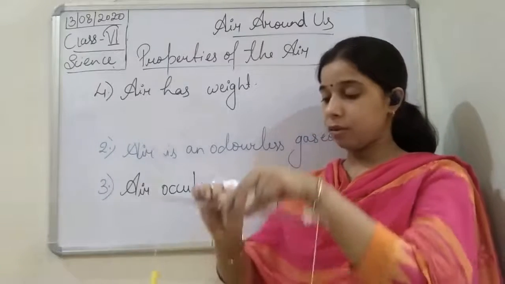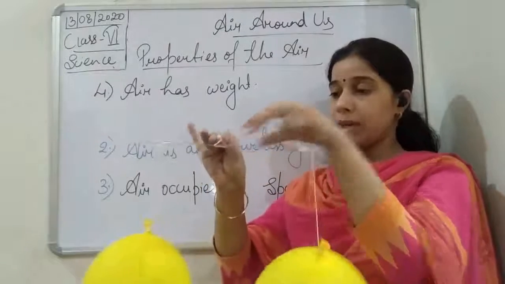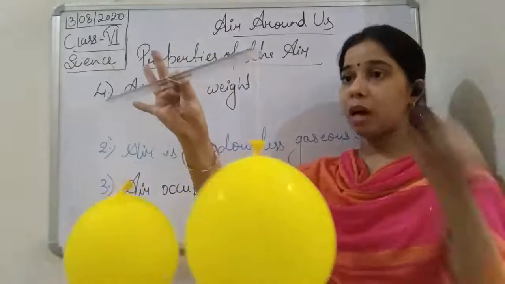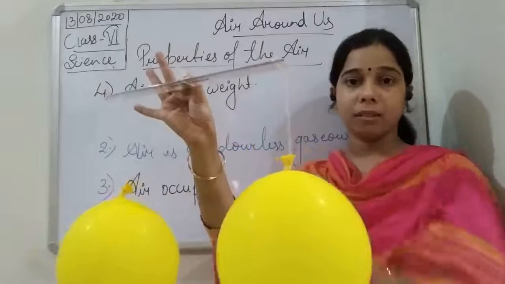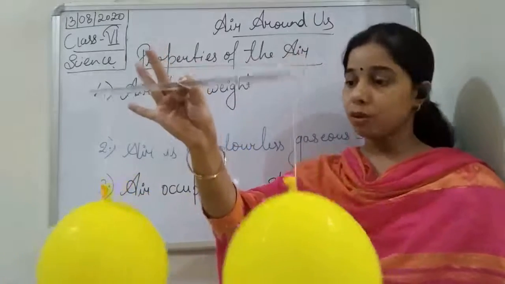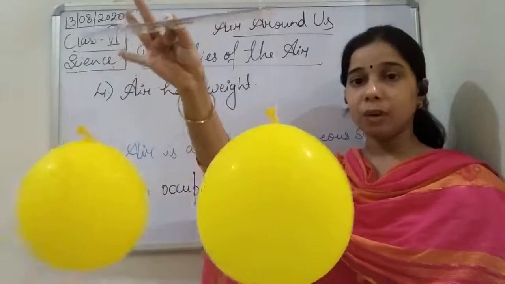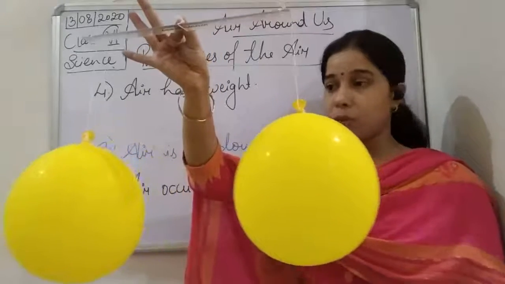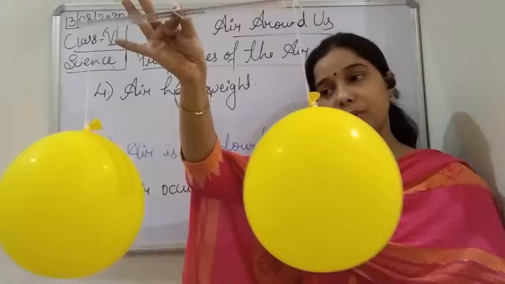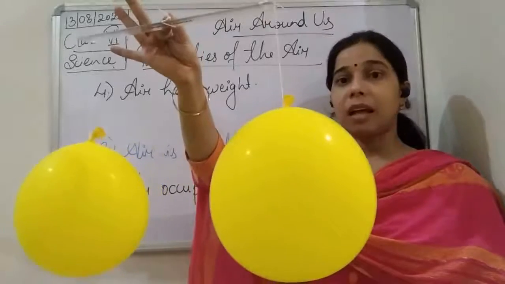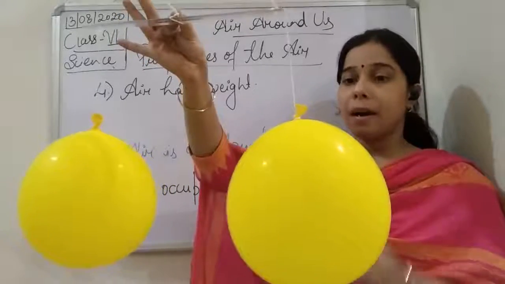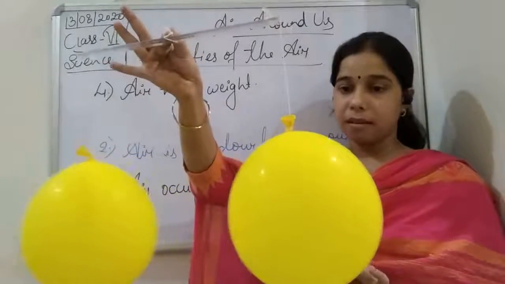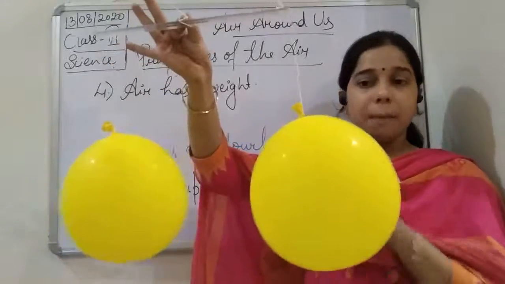As you can see here, students, we have taken two balloons, and these two balloons are tied on two scales. Right now these two balloons are equal. They both have the same mass, which is why both of them are balanced right now.